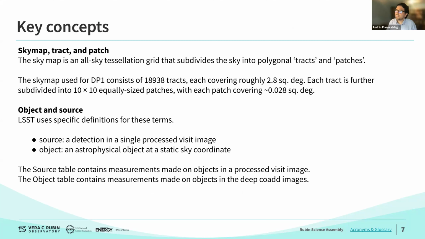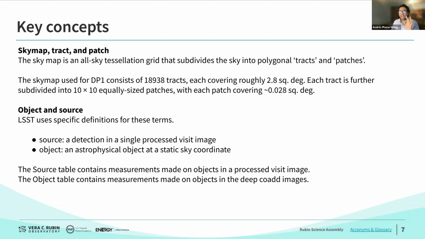We're going to start describing some definitions, some key concepts. So the first of these are the concept of a sky map, tract, and patch. A sky map is an all-sky tessellation grid that subdivides the sky into polygonal tracts and also patches. So for DP1, we have about 19,000 tracts.